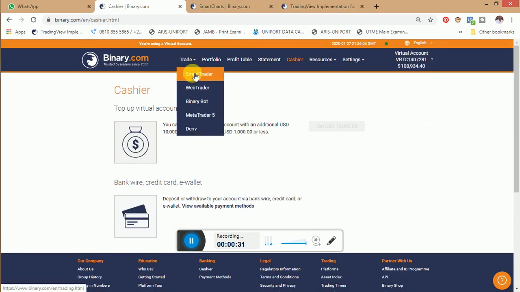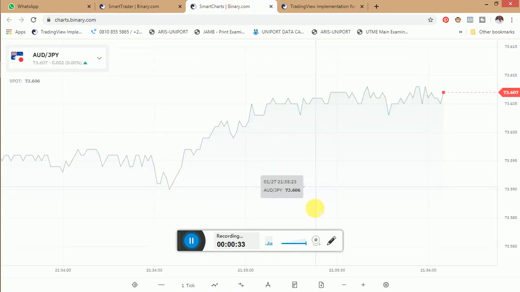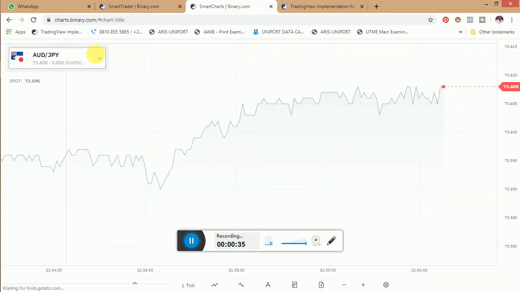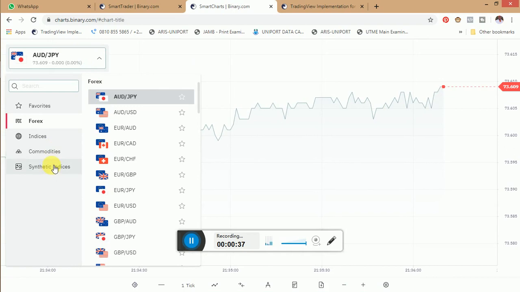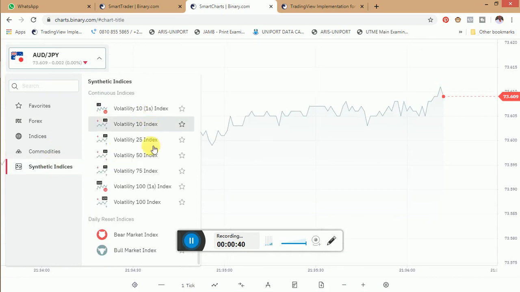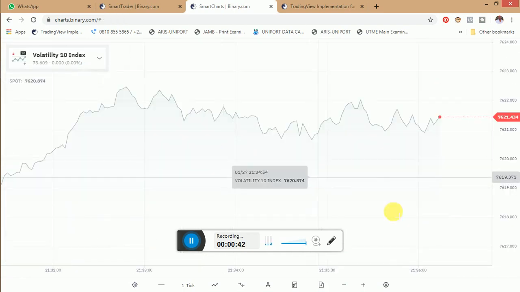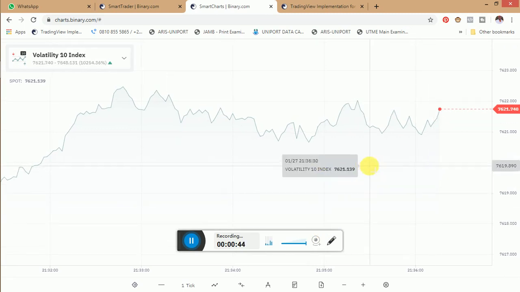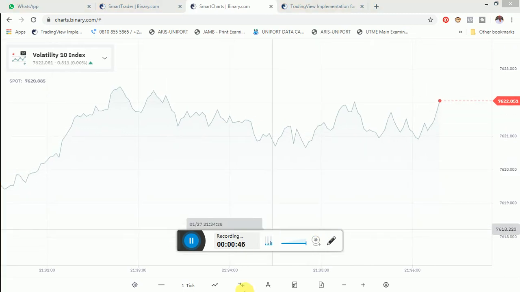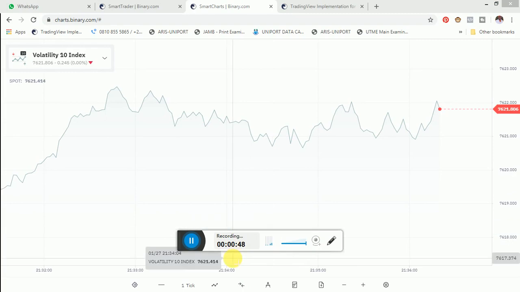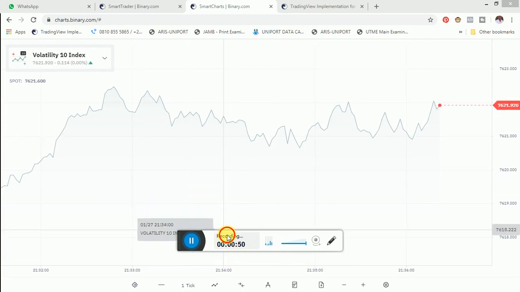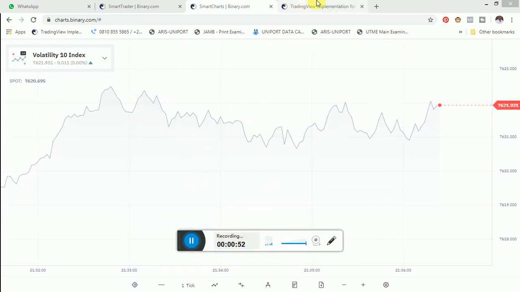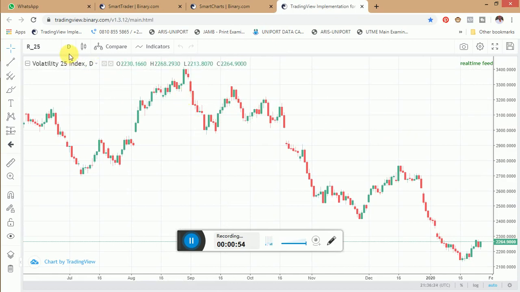So let me switch back to the smart trade. This is how smart chart actually looks like. Let me switch to a market that we know very well. Synthetic indices, Volatility 10 Index. This is how it looks on the trading view. You can see it looks like the other one though. This is how trading view looks too.